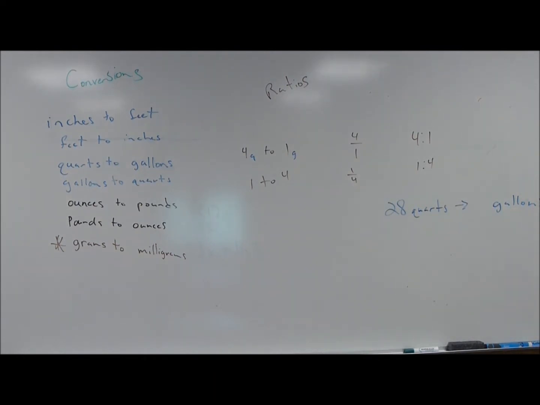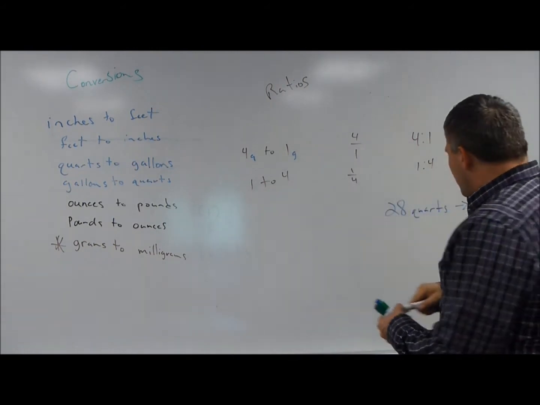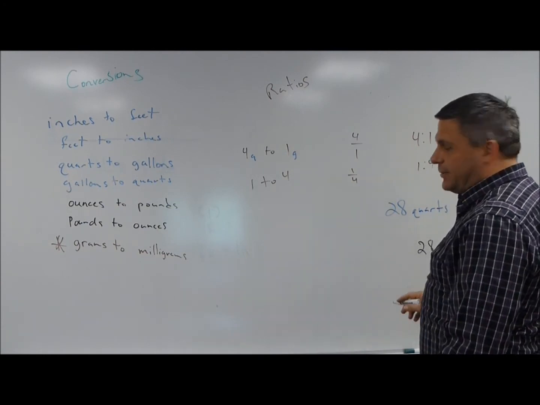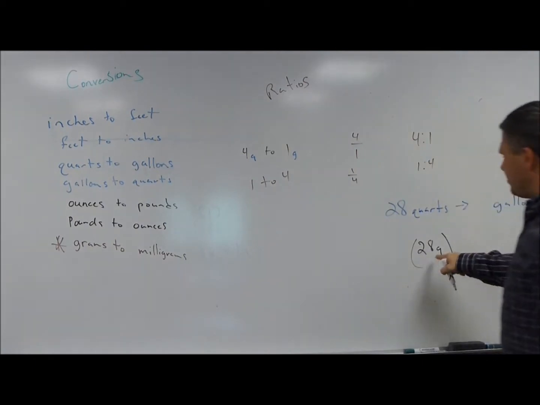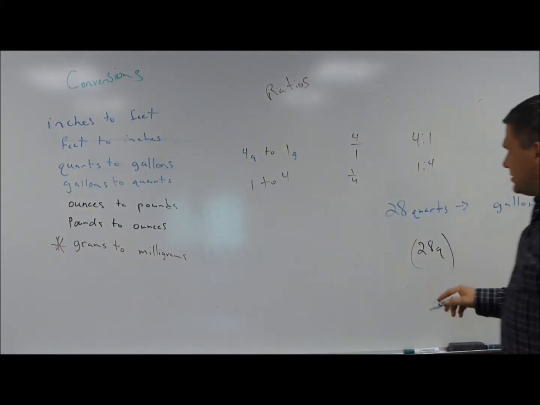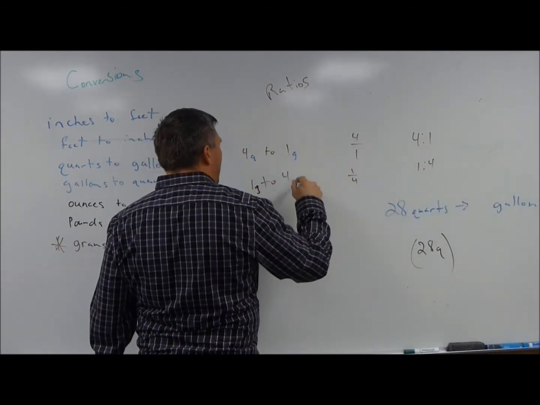Okay? I'm going to take the quarts and I'm going to multiply it by my ratio. Right here I'm saying I have 28 quarts, right? Times whatever ratio is going to get rid of my quarts, but give me gallons. So I need something that has the gallons on top.